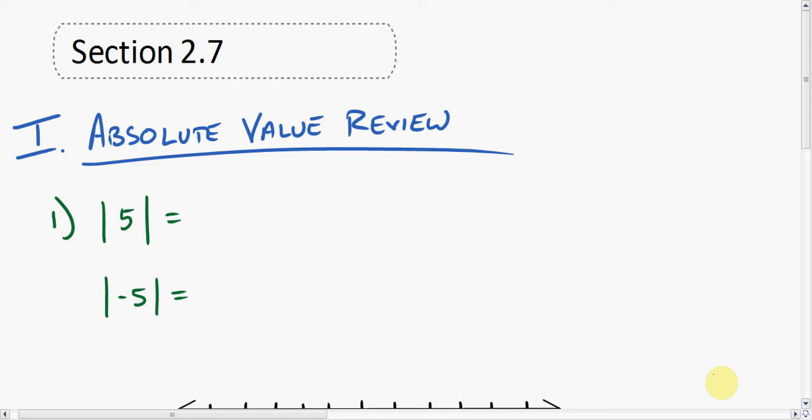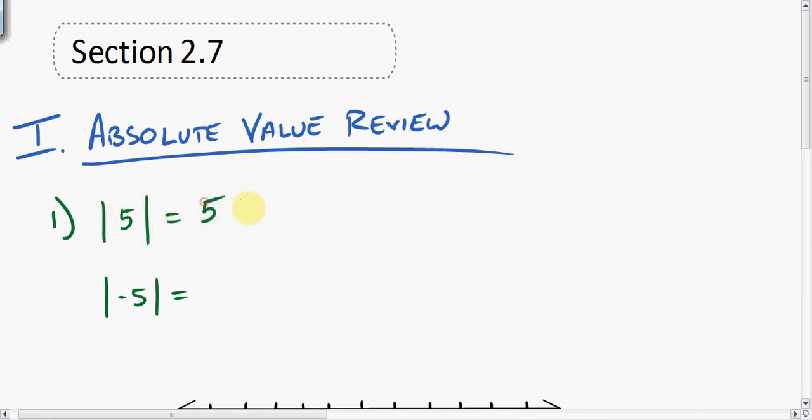This is section 2.7, and we're going to do a little absolute value review because we're going to get into a little bit more depth later in this section into graphing absolute value equations. So I just want to make sure everybody's on the same page as to what absolute value is. Alright, so dig deep. The absolute value of 5 is simply what?